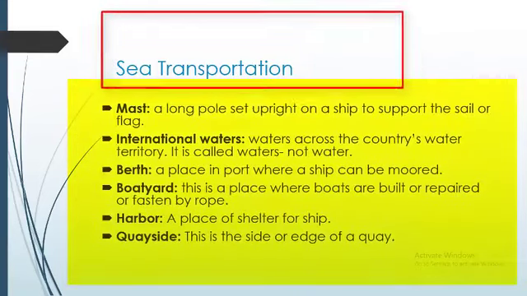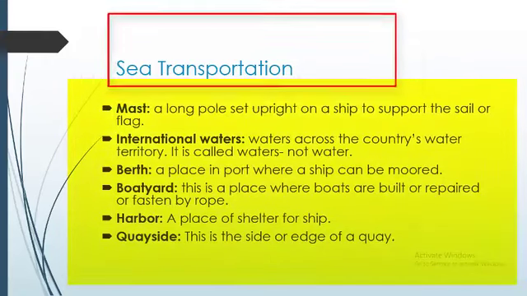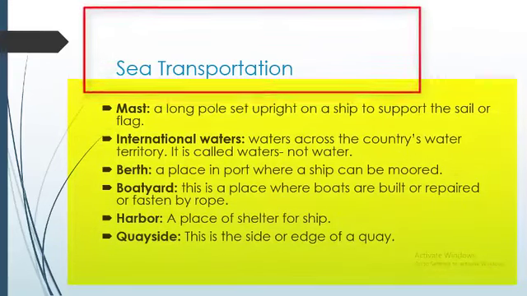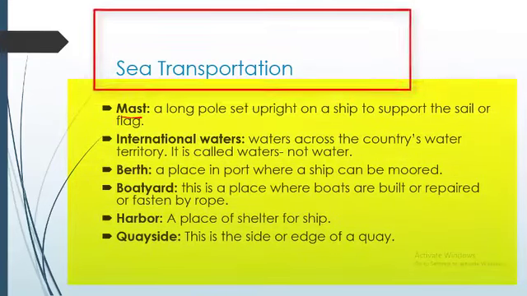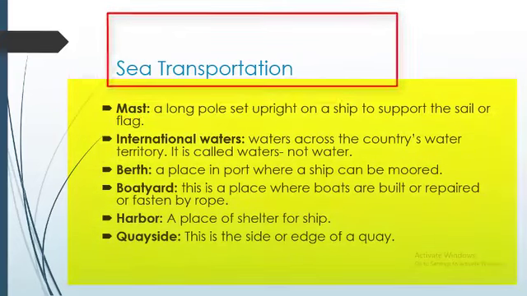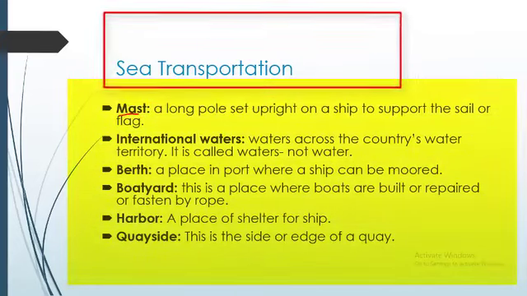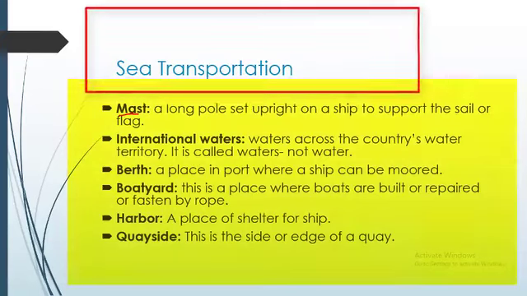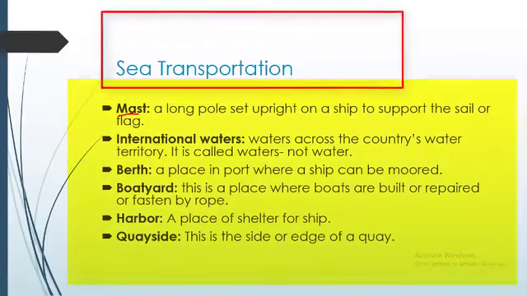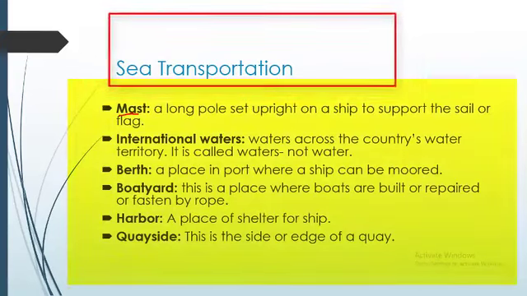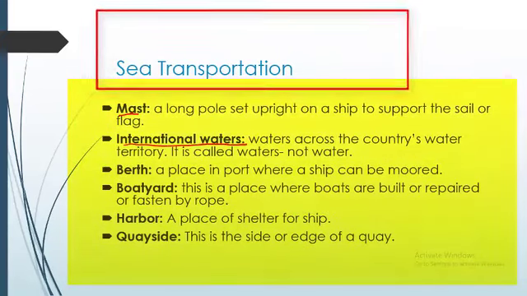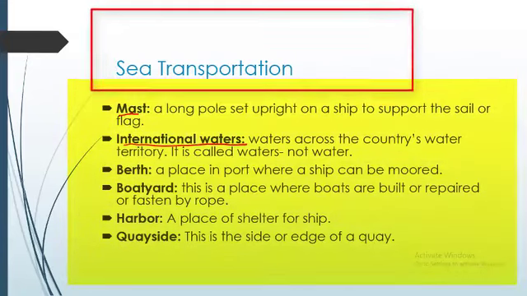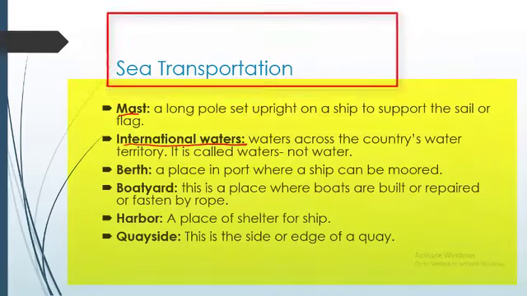Okay, so let's move on to sea transportation. The following words are associated with sea transportation. First is your mast. That structure on a ship that looks like a flag is called a mast. It's to help the ship sail successfully on water. Then we also have what you call international waters. So this is waters that cut across every country's territory. Now, it's not water, it's waters.